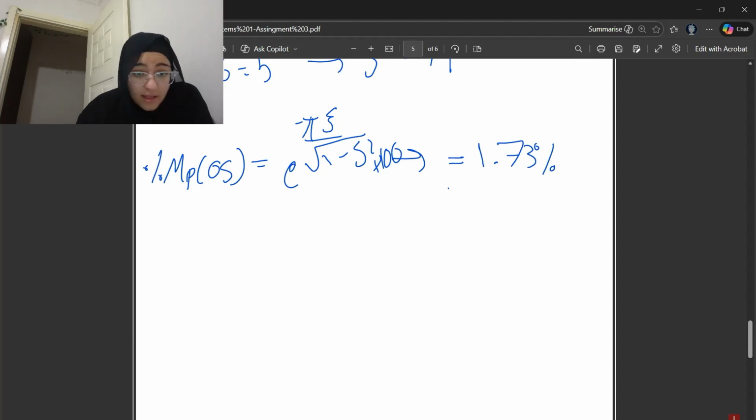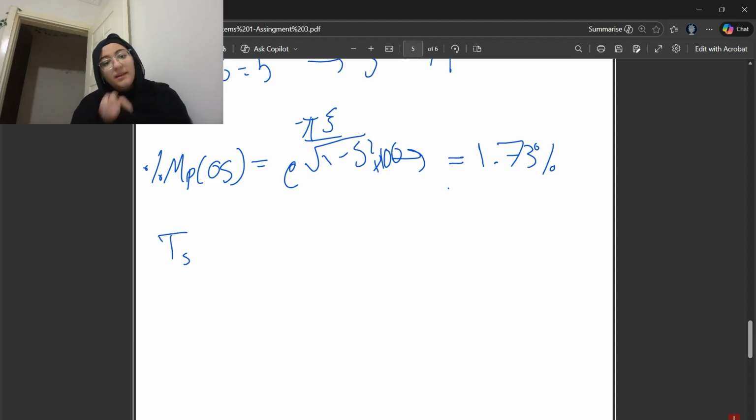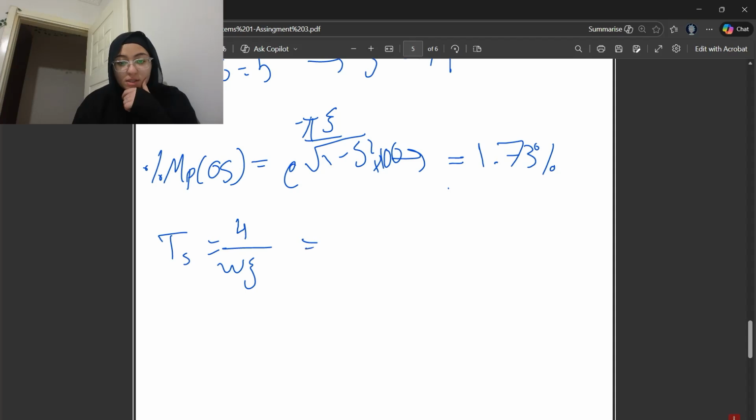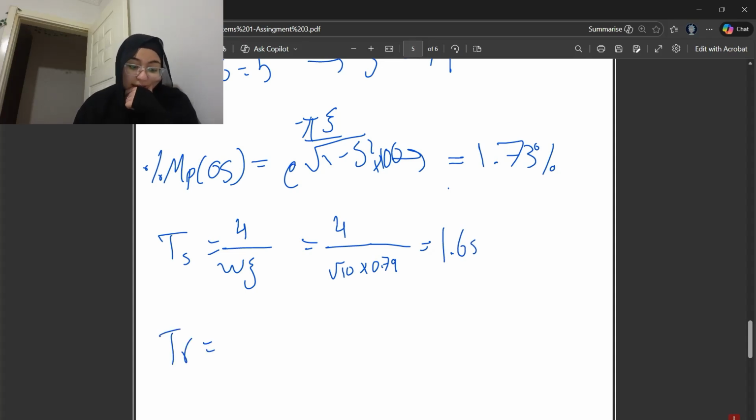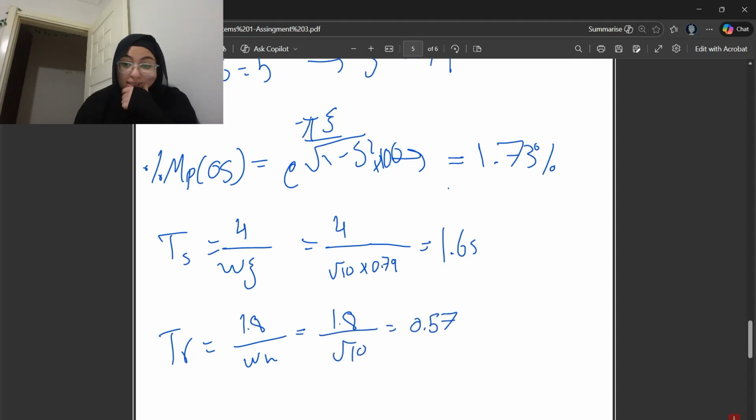Then we need to find what else? Settling time. The settling time will be 4 over zeta omega n. Why 4? It is for 2 percent. If it's 5 percent, it will be 3 over. So it's going to be 4 over root of 10 multiplied by 0.79, equals 1.6 seconds. And rise time. The rise time equals 1.8 over omega n, 1.8 over the root of 10, equals 0.57 seconds.